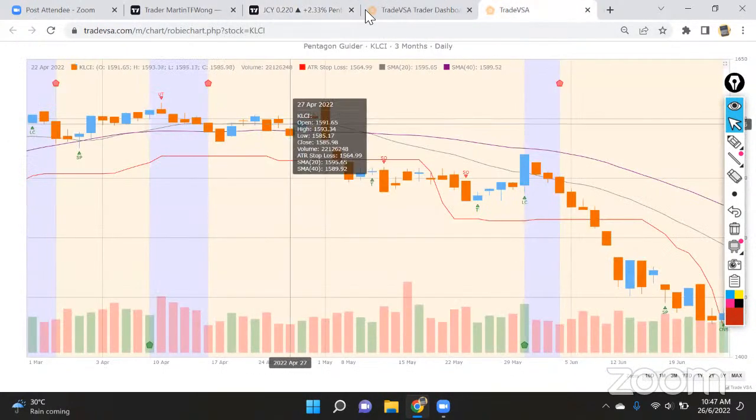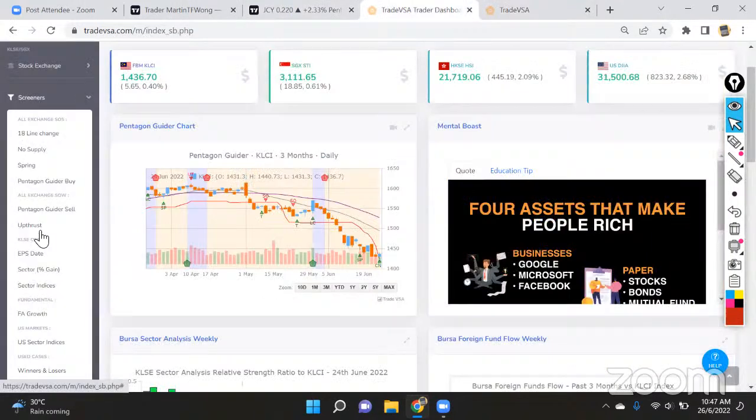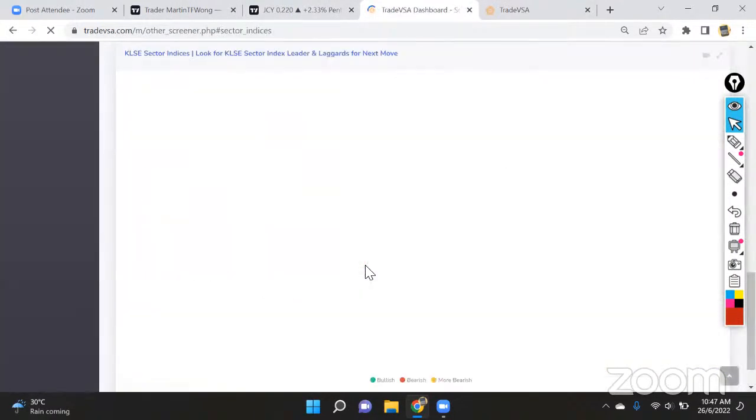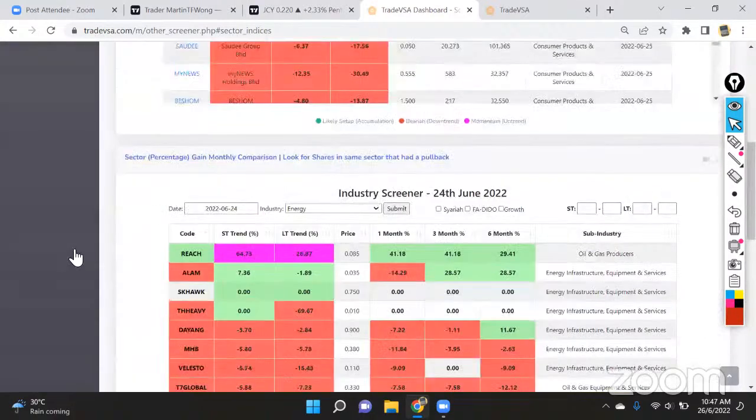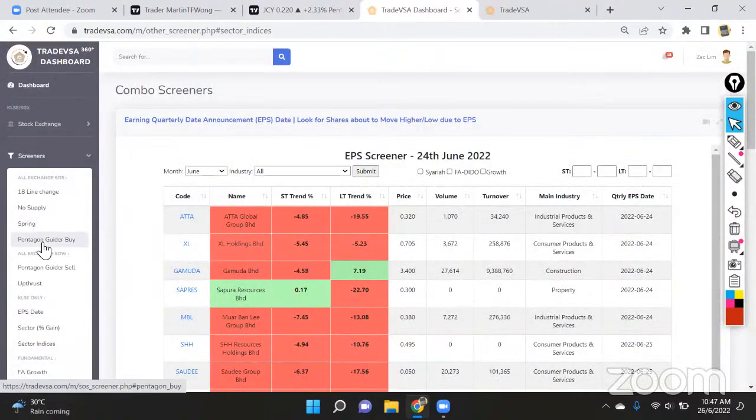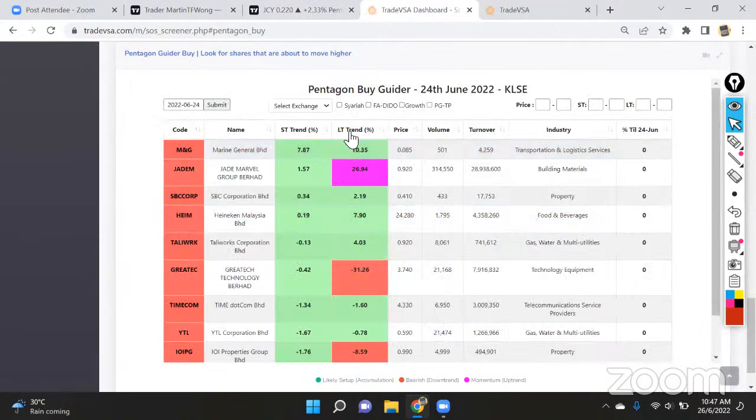Now let's go to the screener. Let's check my sector screener again. Who knows, maybe some sectors turned to green pentagon. But I think it's all still in red, all still in red, right? So we go again here, Pentagon. We always start with Pentagon.